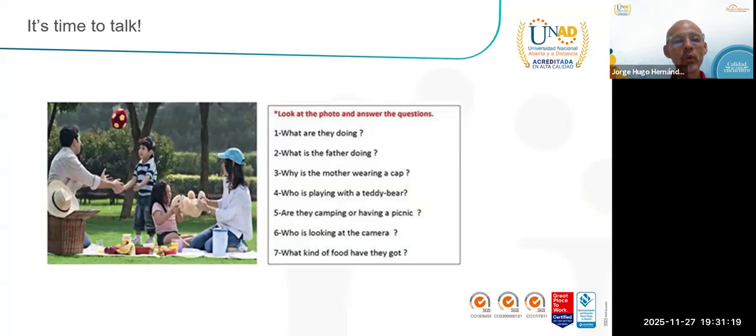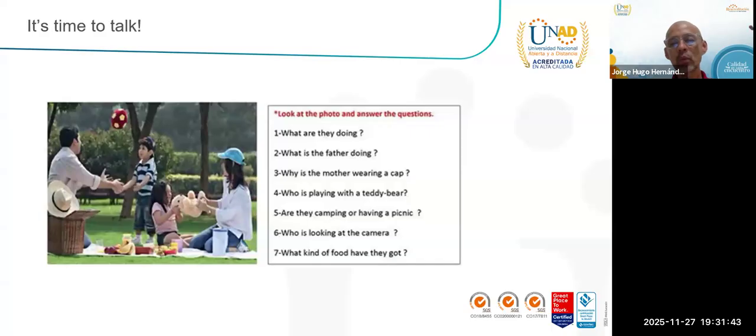Number 1, what are they doing? You can say what each of them is doing. The boy is, the man is, the girl is, the woman is, or father and son are, what are they doing? And mother and daughter are, what are they doing?